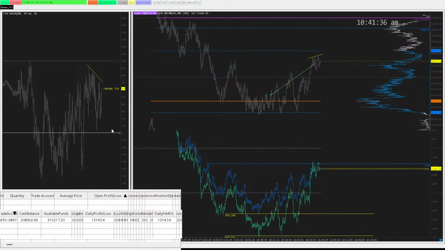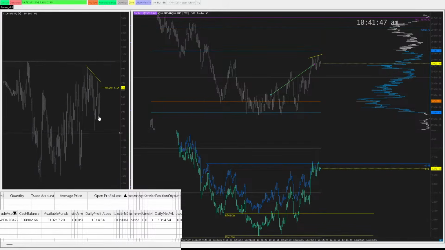So if the tick starts to make fresh lows, that kind of confirms it. Our order flow is still negative on the day.